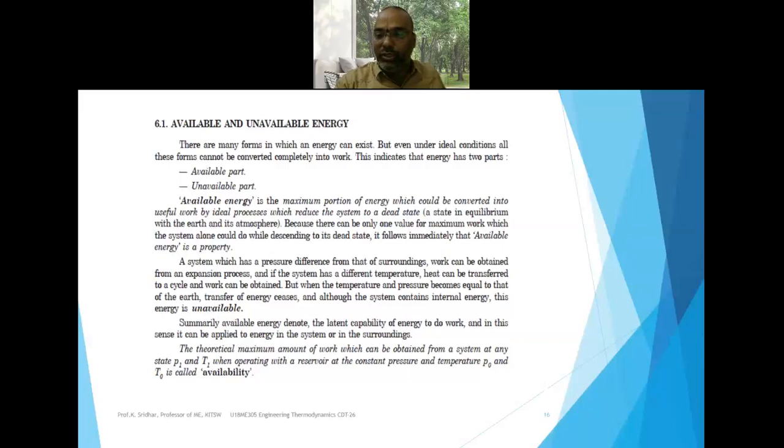In the next classroom discussion topic, we will discuss in detail the available energy and unavailable energy concept. It is very, very important: how to define the available energy. Available energy is the maximum portion of the energy which could be converted into useful work. That is very, very important. So it is a maximum portion of the energy.